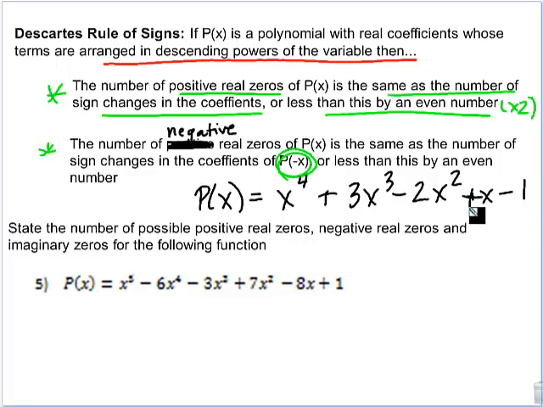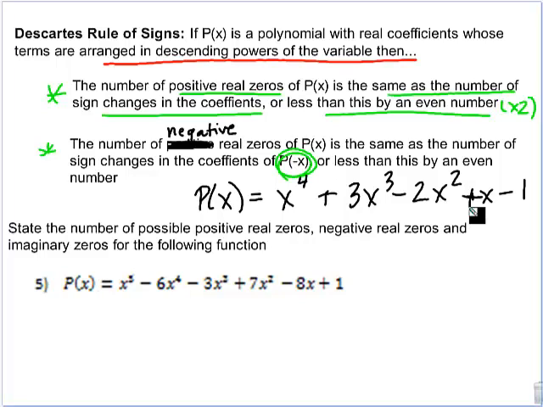So let's say we have this function, P of x is equal to x to the 4th plus 3x cubed minus 2x squared plus x minus 1. The only thing we care about here are the pluses and the minuses in front of every single coefficient. Okay, only thing we care about.